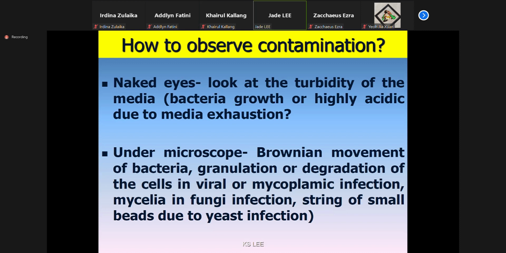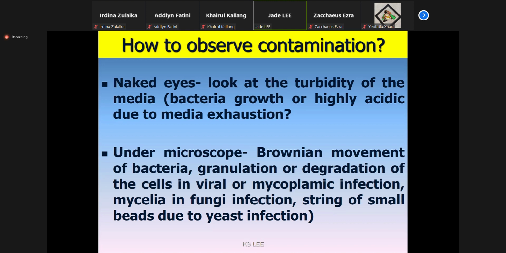And the other way is you can observe them under a microscope. You can see the Brownian movements of the bacteria, the granulations or degradations of the cell in the viral or mycoplasmic infections, the mycelia in the fungal infections, or strings of small bits due to the yeast infections. You can look at them under the microscope. That's why you have the microscope room in your tissue culture lab.